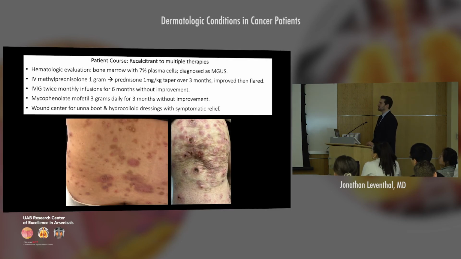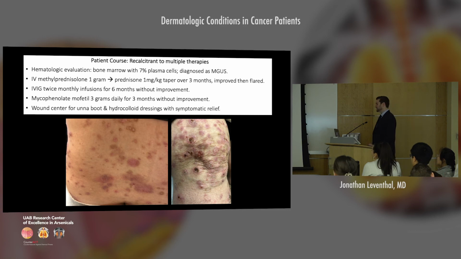And so she was seen by hematology for a bone marrow biopsy to rule out myeloma, and the bone marrow biopsy had less than 7% plasma cells, no other stigmata of myeloma, and so hematology diagnosed her with MGUS, monoclonal gammopathy of undetermined significance, and brought the ball back to Derm and said, you guys treat her with skin-directed therapy. And so she was given IV steroids with slow prednisone taper. She actually improved pretty promptly, like neutrophilic dermatoses often do, but upon tapering doses of steroids, the whole thing came back.